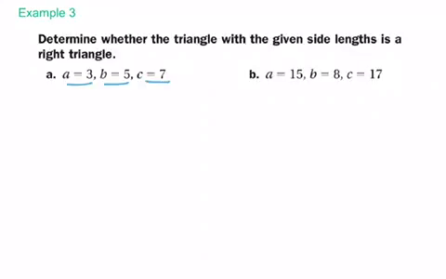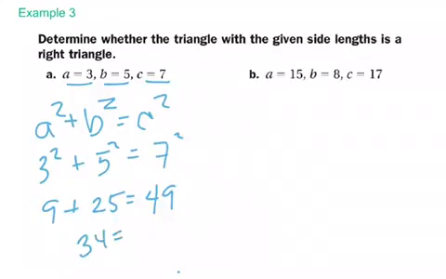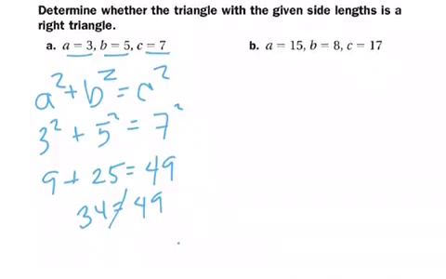So here, A squared plus B squared equals C squared. We're going to need that 3 squared plus 5 squared needs to equal 7 squared. 3 squared is 9. 5 squared is 25. And that needs to equal 49. And if this statement is true, that means this is a right triangle. Now, 25 plus 9 is 34, which is not the same number as 49. So therefore, we can conclude that this is not a right triangle.